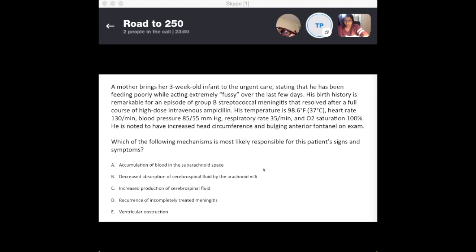A. Accumulation of blood in the subarachnoid space. B. Decreased reabsorption of CSF by the arachnoid villi. C. Increased production of CSF. D. Recurrence of incompletely treated meningitis. Or E. Ventricular obstruction.